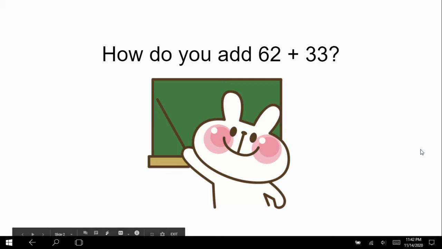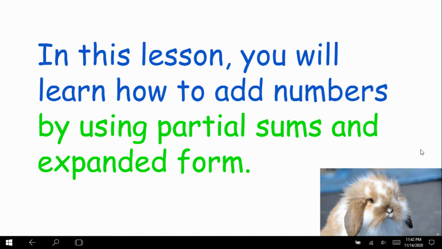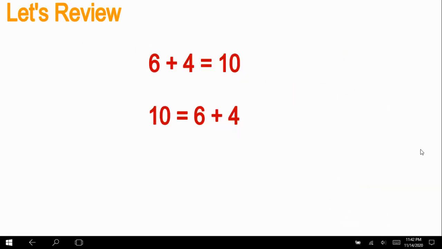How do you add 62 plus 33? In this lesson, you will learn how to add numbers by using partial sums in expanded form.